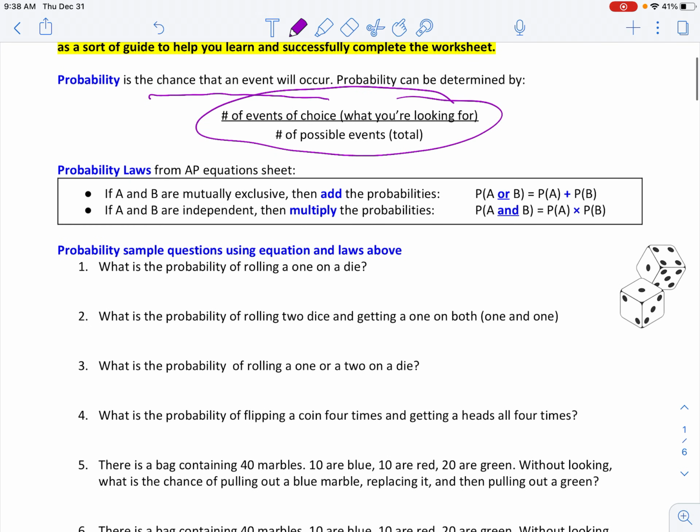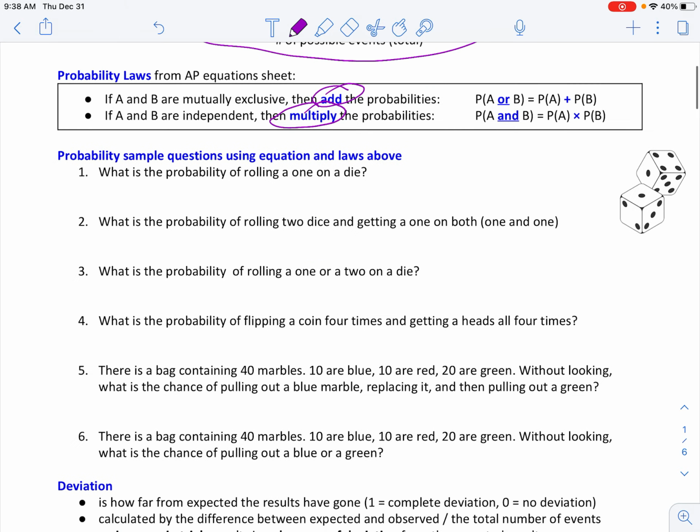And then we do have some probability laws in our AP Bio formula sheet, if you picked one of those up in class, or it's in the resources folder. If we have multiple probability events occurring, we either add them together or we multiply them. And it depends on how we're talking about them. And we'll look at these little questions here.